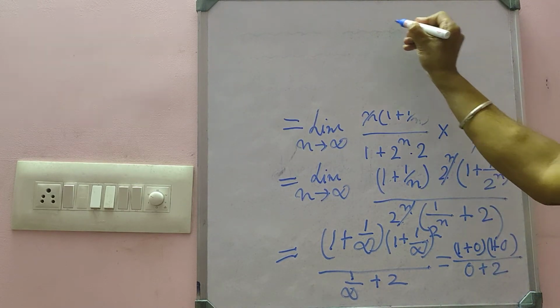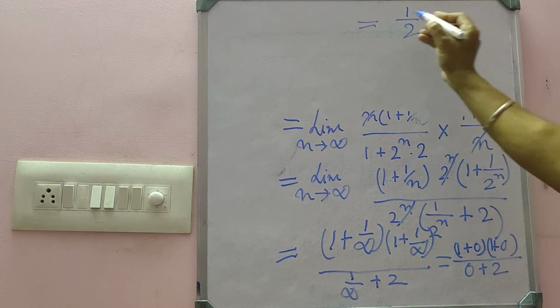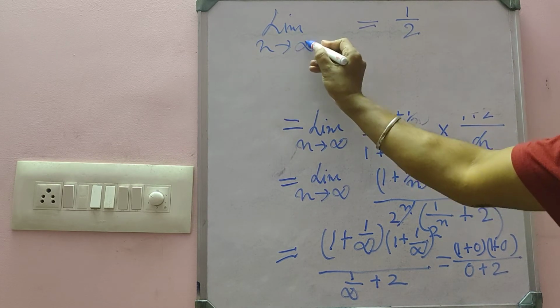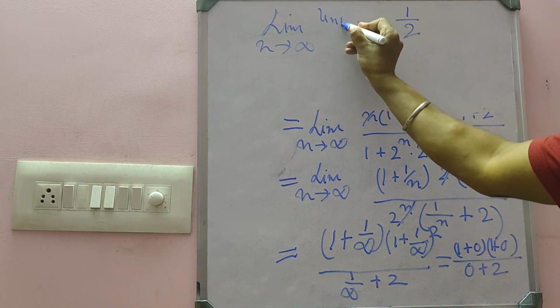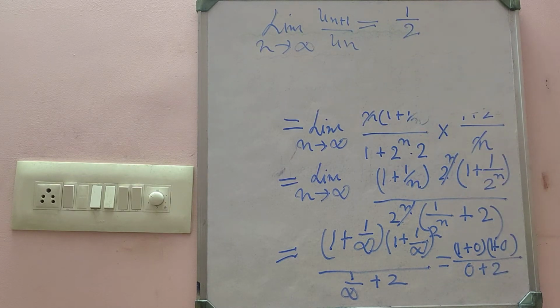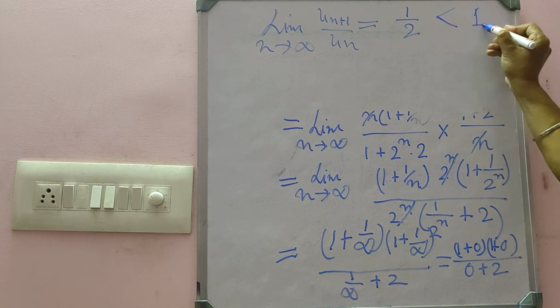So our value becomes 1 by 0 plus 2, which means 2. So our limit as n tends to infinity, un plus 1 by un becomes 1 by 2. What is the value of 1 by 2? 1 by 2 is less than 1.